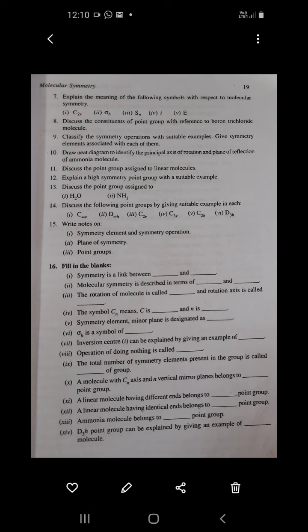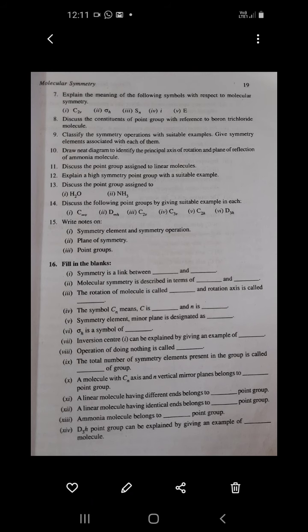Very important question, that is filling the blank. Sometimes they may give options or they may not give options, so you should prepare on filling in the blanks in such a way that you should know the statement of each and every concept. Symmetry is a link between dash and dash, right? So you have to prepare accordingly.